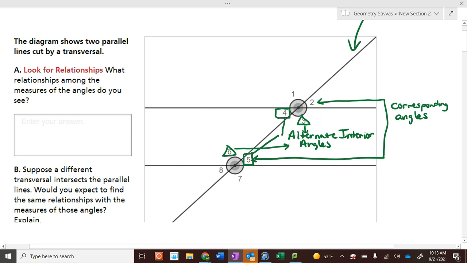Now, are 3 and 4 the same size? No. So 3 and 4 aren't alternate interior angles with each other. 3 is alternate interior with 6. 4 is alternate interior with 5. So that's corresponding angles, alternate interior angles.